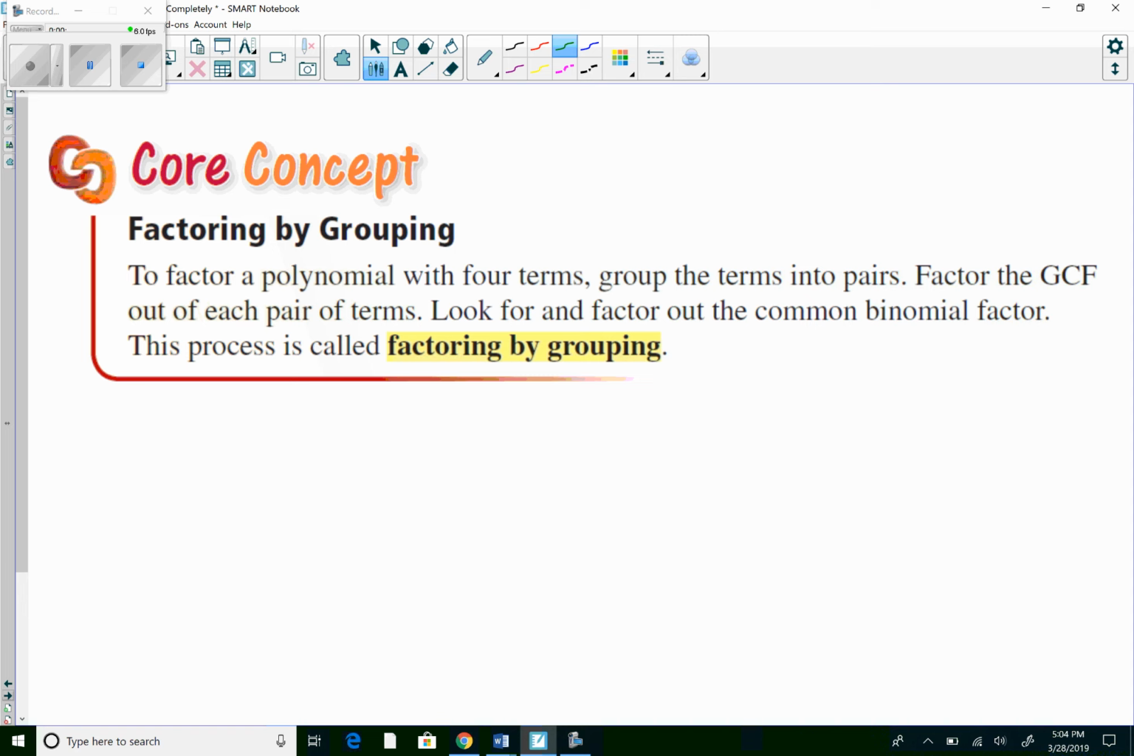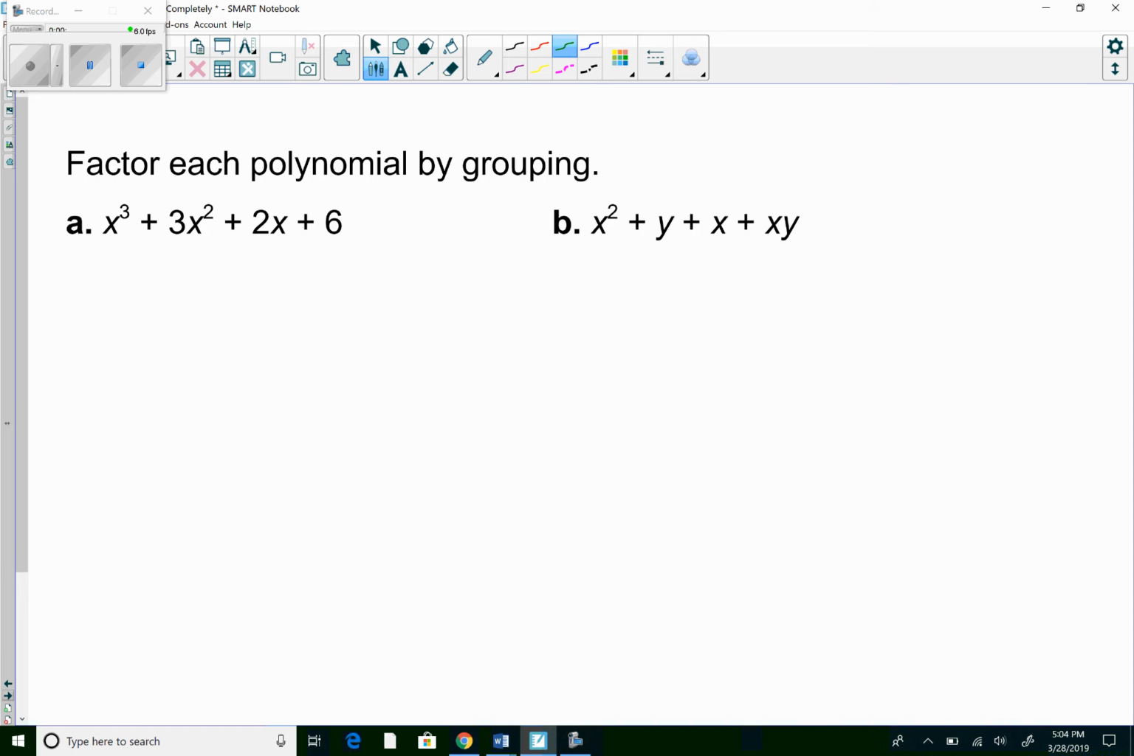Again, with this core concept, they're just defining what factoring by grouping is. So if you want to pause the video and read through it really quick, you can. But I'm going to jump right into our first couple of examples.